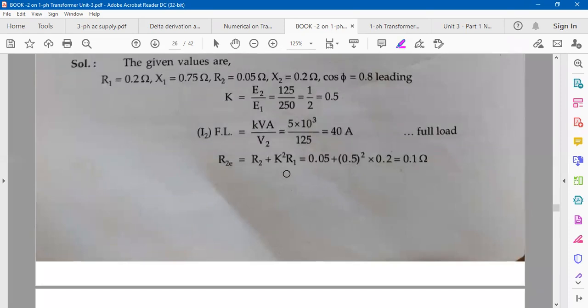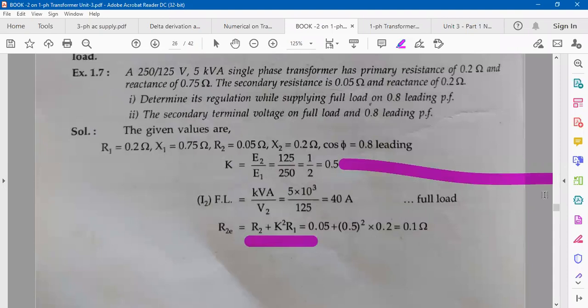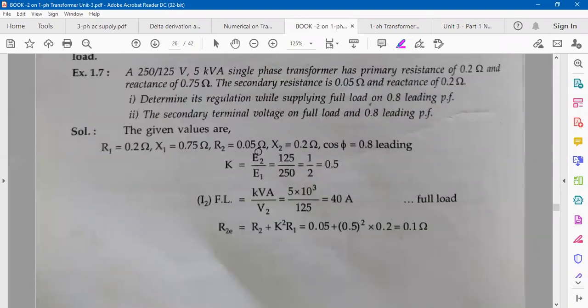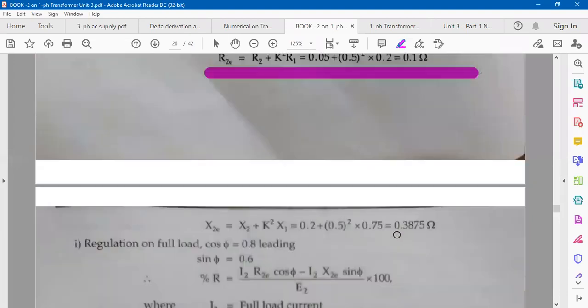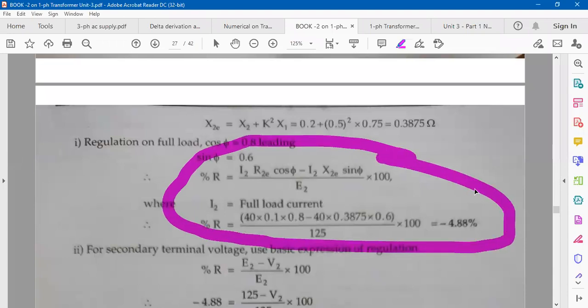So, referred to secondary: the primary side resistance you transfer to the secondary becomes K square R1, and the secondary side resistance is already R2. And how will you calculate K? V2 by V1, isn't it? V2 by V1, E2 by E1. So using this you can calculate K, and you will get R2e. Similarly, you can calculate X2e, because R1, R2, X1 and X2 are given and K you have calculated as E2 by E1. So using that you get R2e and X2e. Any difficulty with this? No, ma'am.